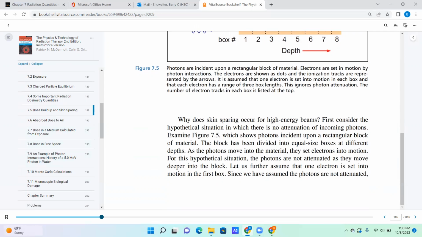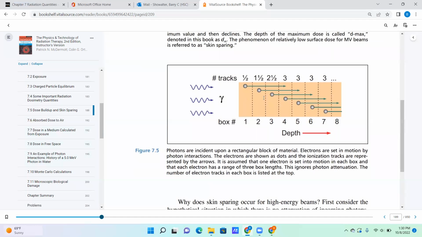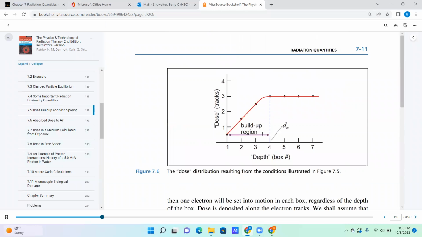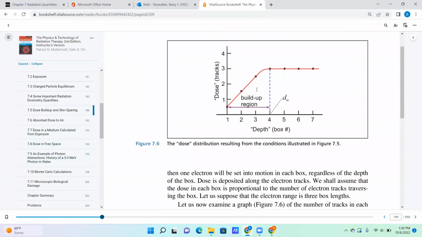So this is supposed to illustrate why you have the skin sparing effect. It's because you don't have as many electrons up here at the surface with the ability to deposit dose as what you do further down. And this is the dose distribution that goes along with it. So you've got half a track here in box 1, 1.5 tracks in box 2, 2.5 tracks in box 3, and then you've got 3 going through here. So that's why the maximum dose deposit happens here at box number 4.